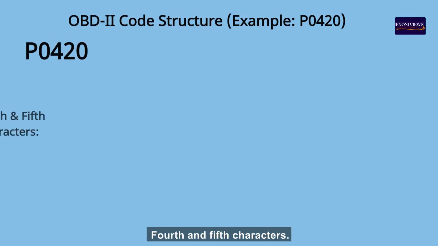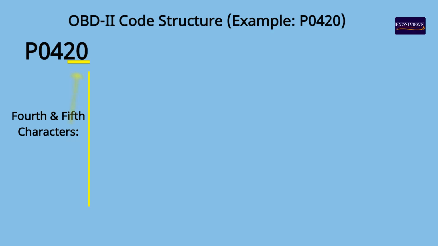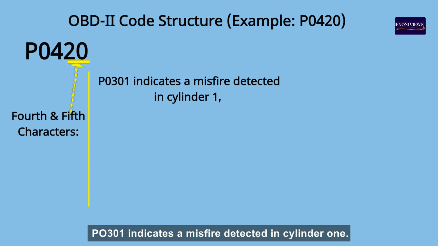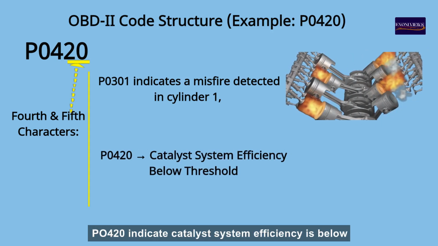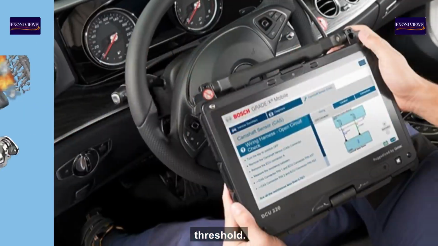Fourth and fifth characters. The last 2 digits provide the exact fault description. For example, P0301 indicates a misfire detected in cylinder 1. P0420 indicates catalyst system efficiency is below threshold.